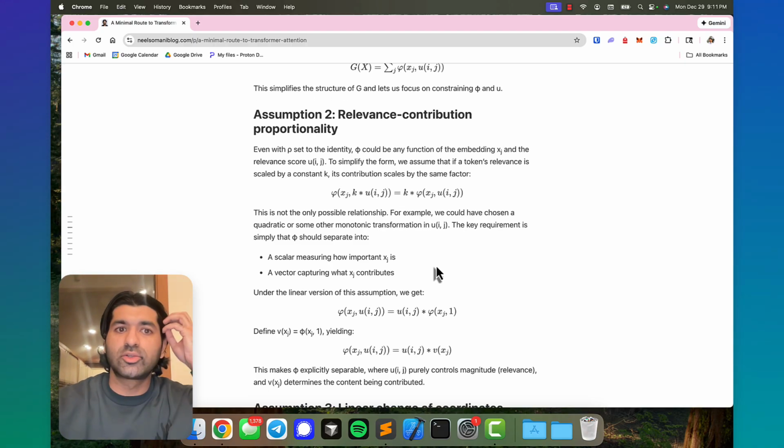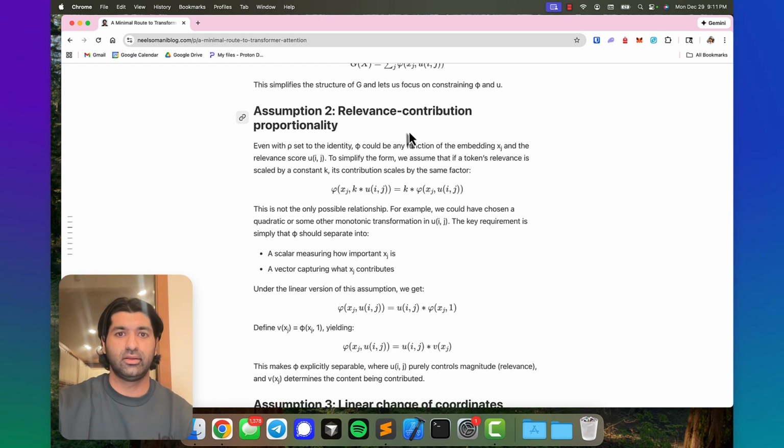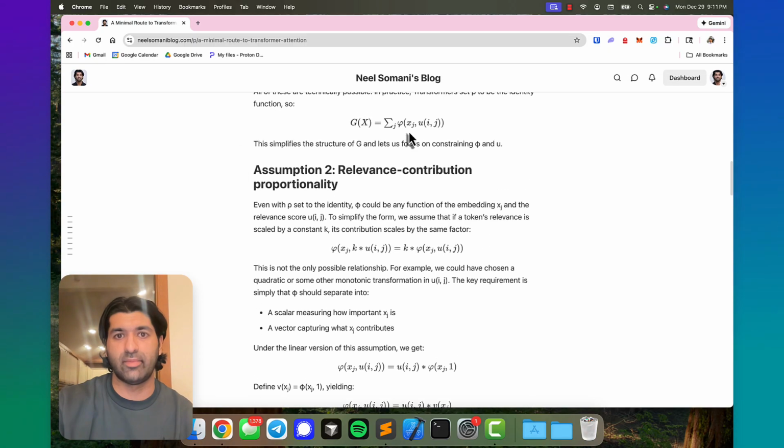So this is the assumption that's imposed here, which I call relevance contribution proportionality, which is that if a token's relevance increases by k times, then its contribution to the final output of the attention operator g should also increase by k times. Given that this is a summation, that element of the summation should be k times greater.